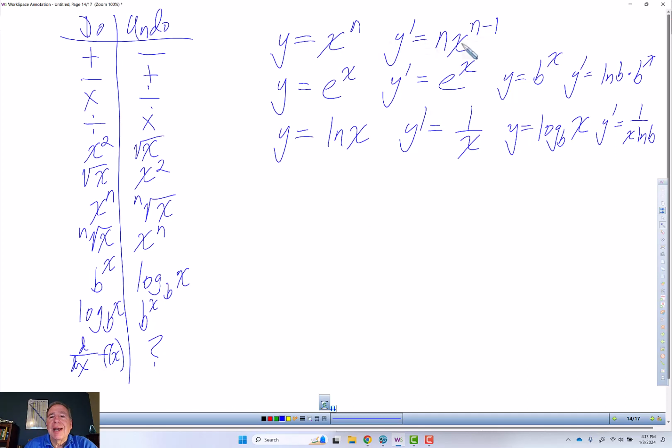So we're going to look at three derivative rules that we know. This is called the power rule. The derivative of y equals x to the n is n times x to the n minus 1. The derivative of y equals e to the x is y equals e to the x. And the derivative of the natural log of x is 1 over x. We also have these if we have a different base other than e, but we're not really going to do much with those. So these are the three we're going to look at.